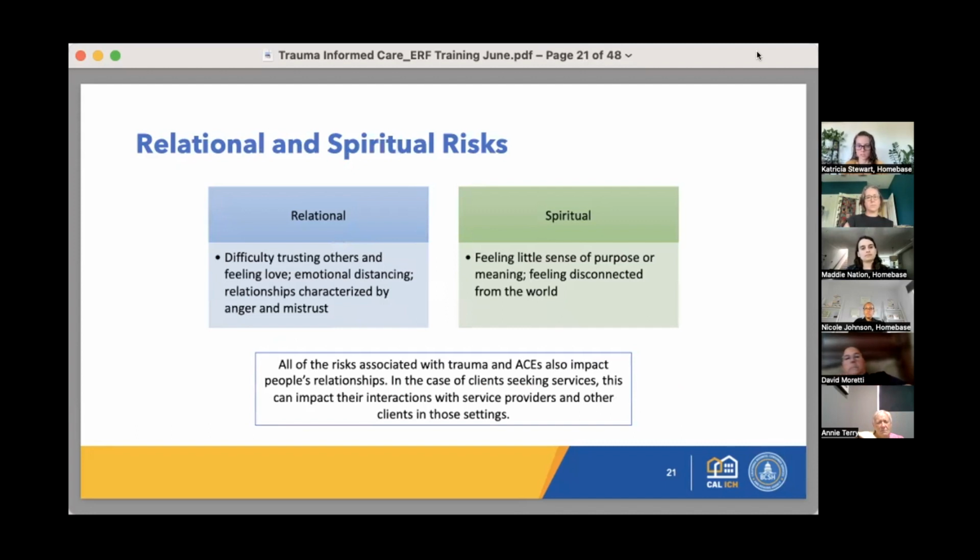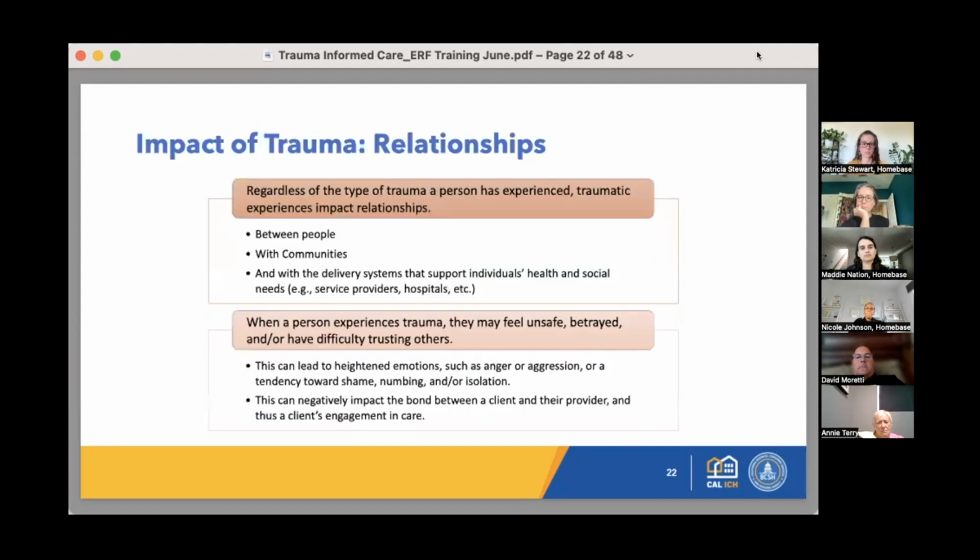All of the risks associated with trauma and ACEs also impact people's relationships. And in the case of clients seeking services, this can impact their interactions with service providers and other clients in those settings. Regardless of the type of trauma a person has experienced, traumatic experiences do impact relationships between people, with communities, and with delivery systems that support people's health and social needs, like service providers or hospitals.